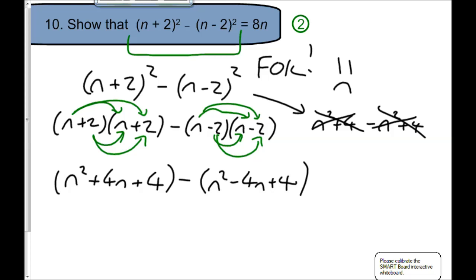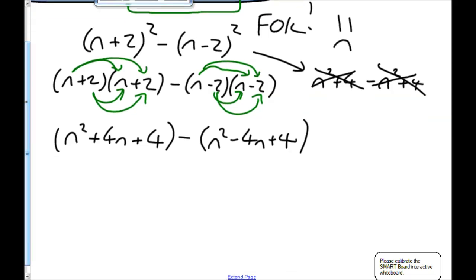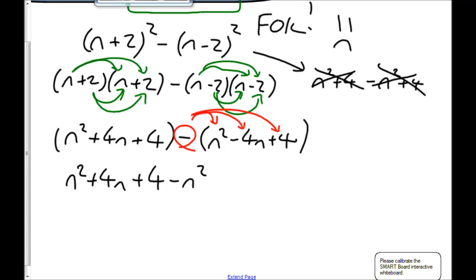Right then, so we're not far from our answer now. Now remember here we have a negative sign in the middle. That's going to change the sign of everything this side. So we're taking away everything here. It's going to change all of those signs, and it means we can cancel down. So this side stays the same. So n squared plus 4n plus 4. We're going to take away an n squared now. Minus 4n becomes a plus 4n. Minus 4 at the end becomes minus 4.